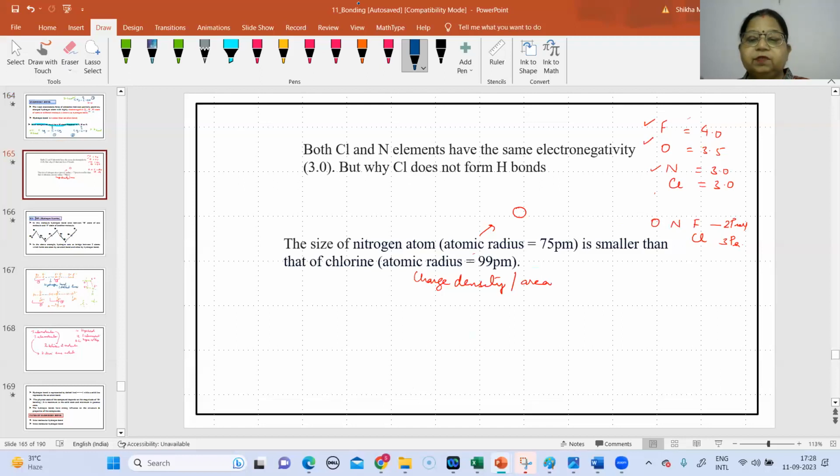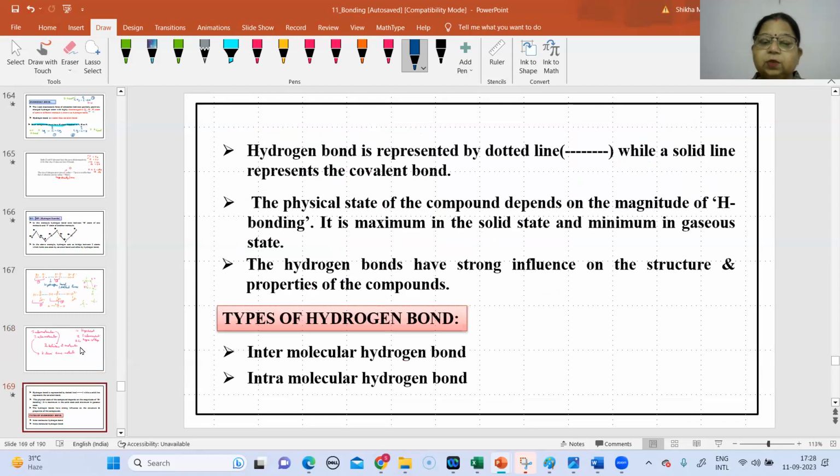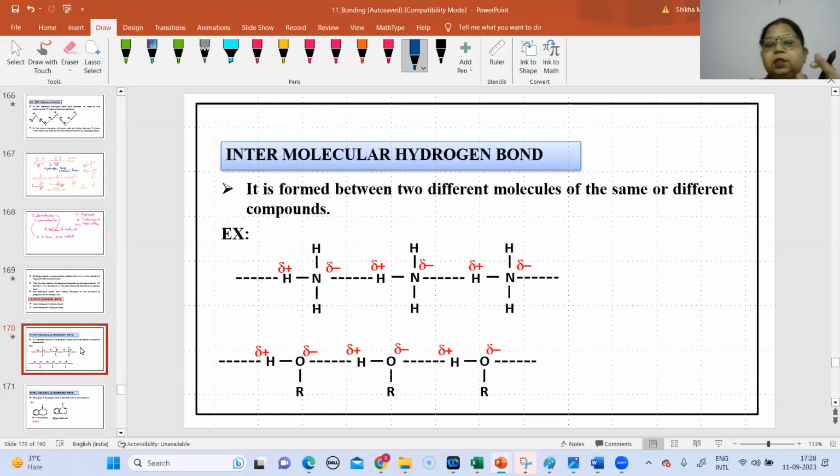I tried to tell you with the example what the meaning of inter and intra is. For your reference, we said inter means in between two. So the type of hydrogen bonding which happens between two different molecules, with atoms belonging to two different molecules, is called intermolecular hydrogen bonding, and intra will be within the same molecule, right? So that is a quick recall of what intermolecular and intramolecular hydrogen bonding are.